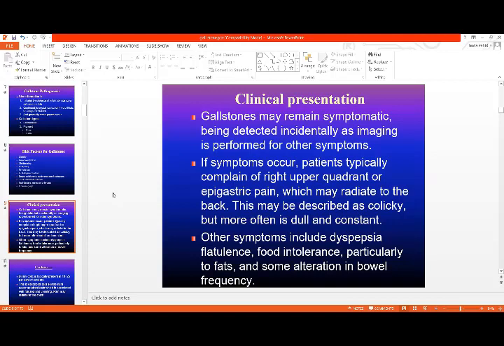Especially postprandial dyspepsia or pain. Other symptoms include dyspepsia, पेट में हवा भर गई, हजम नहीं हो रही कुछ चीज़, and sometimes food intolerance: ये खाऊं तो वो पेट मेरा फूल जाता है, particularly to fats. Or sometimes alteration in bowel frequency, sometimes diarrhea or constipation. So clinically, they can be asymptomatic, they can be symptomatic.